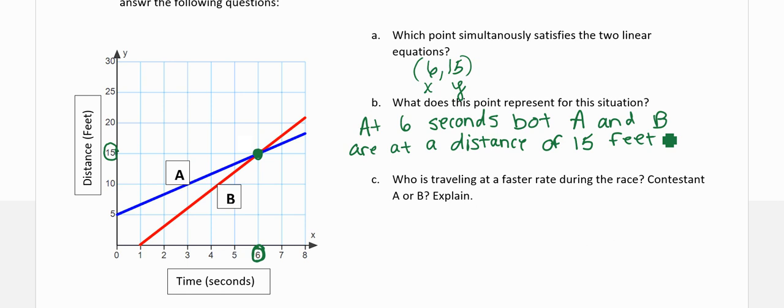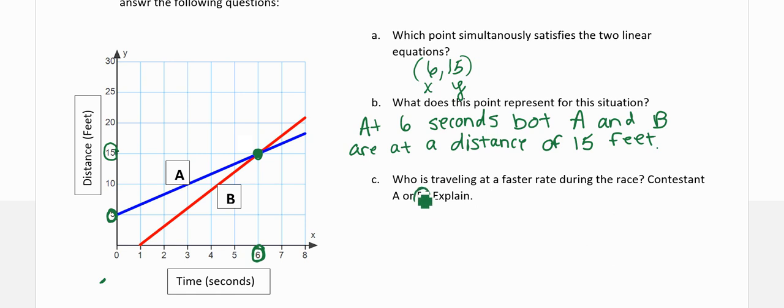Who is traveling at a faster rate during the race? Contestant A or B? Okay, so who is traveling faster? Well, let's just kind of look at our lines a little bit. Well, it looks like that A here, they're starting a little bit ahead of the line. At B, we can't really even see where they're starting. They're starting back here somewhere. But B is clearly starting behind A, and B is passing up A. They're going further than A. So that's one thing to look at. So if B is passing A, B is traveling faster than A.